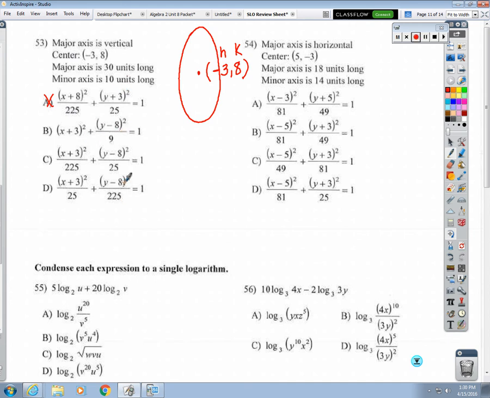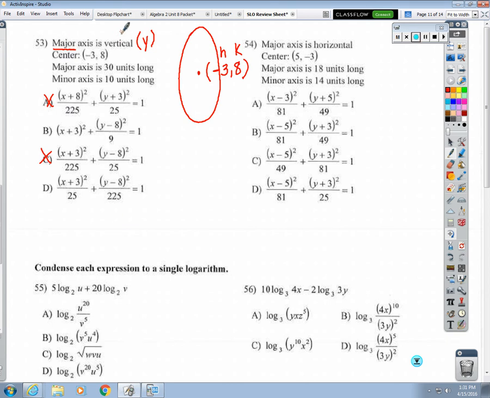Okay, so now, another thing that could have helped you eliminate A and C right away is just by reading the first sentence. The major axis is vertical. Vertical is which axis? The y-axis. So, when we look at all of these equations, if the y-axis is the major axis, shouldn't the larger of the two denominators be under the y? Well, with C, under the y is the smaller value, so C is automatically out.